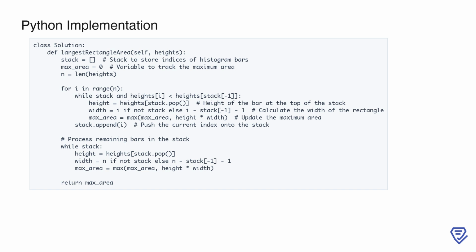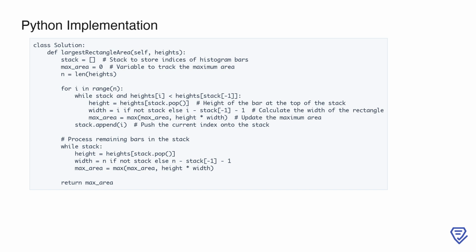The provided Python implementation solves the largest rectangle in histogram problem using a stack-based approach. Here's a detailed breakdown of the code. 1. Initialization. The stack is used to store indices of the histogram bars, helping track taller bars as we iterate. The max_area variable tracks the largest rectangle area found so far. The length of the input, n, is calculated for convenience.